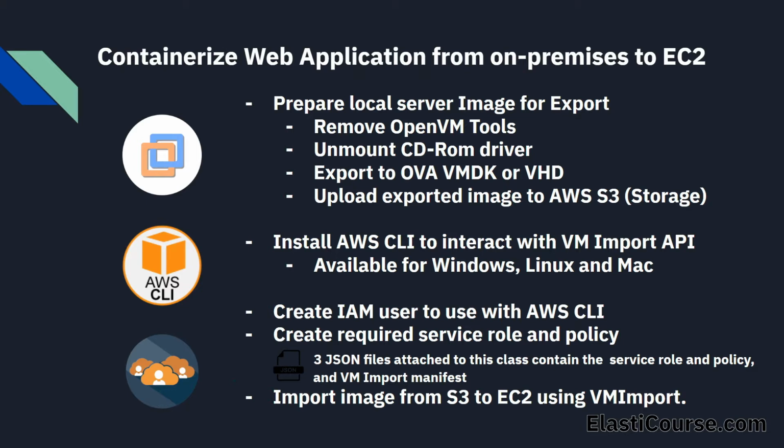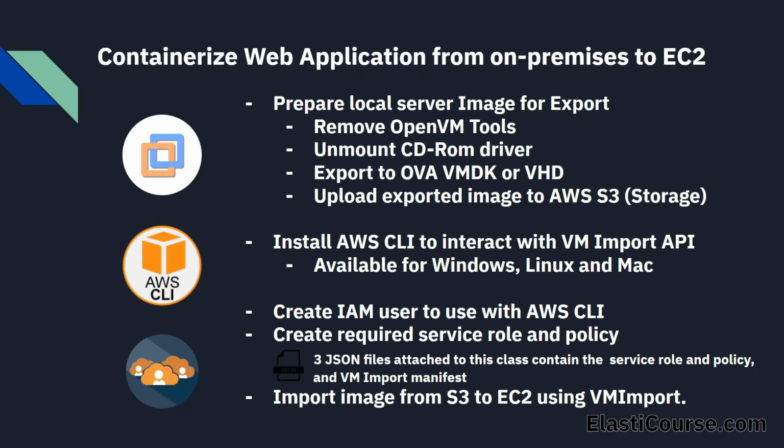And next we need to install the AWS CLI. This is a tool that allows us to programmatically access our AWS services and do all kinds of different tasks from the CLI. This is also available for Windows, Linux, and Mac, so you won't have an issue finding it for your system. And the last step for us to be able to interact with VM import is that we will need different access levels created for this to work.